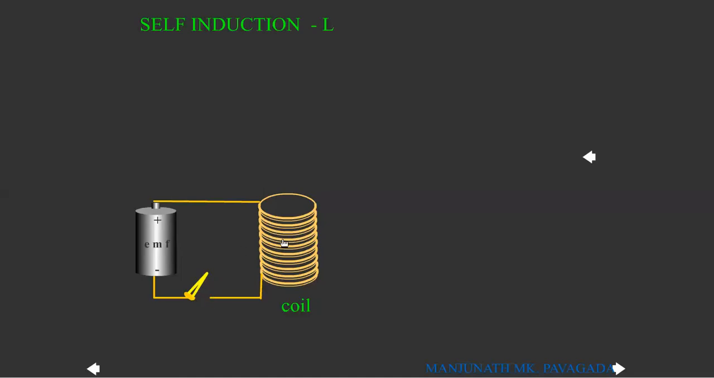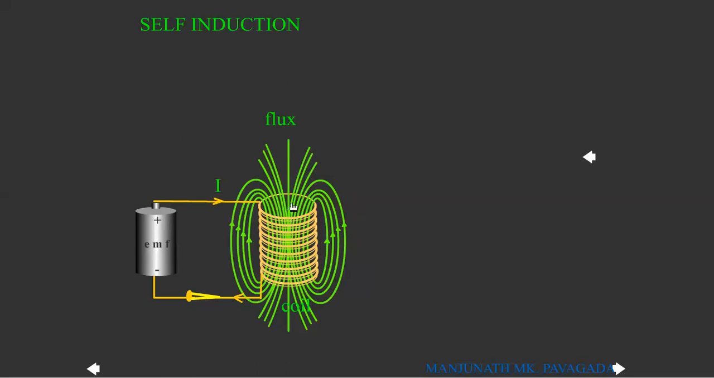We know the current flowing through this coil produces a magnetic field. In the magnetic field we can assume magnetic flux. So now let us close this one. Let us see what happens. Look here, the magnetic field is increasing. So this flux links with the same coil. It links with itself. So this changing flux linking with itself produces EMF in it.